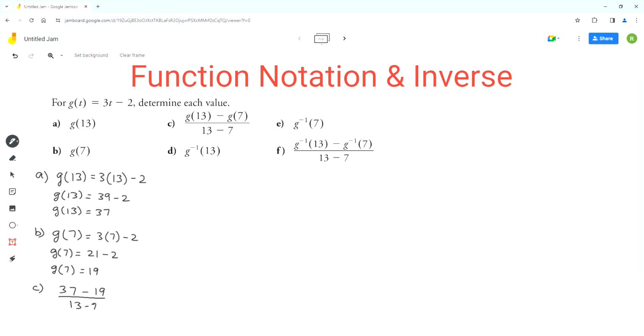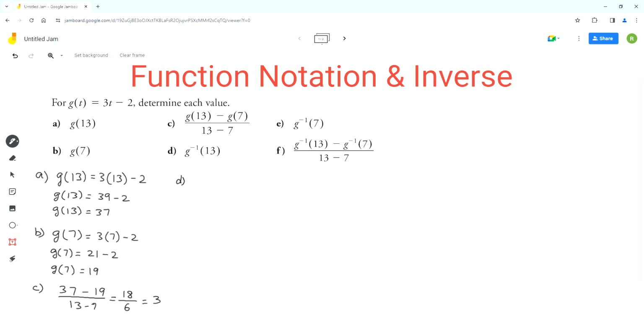Now we can subtract the numbers in the numerator and the denominator. In the numerator we do 37 minus 19, which is equal to 18, over, then we do 13 minus 7, which is equal to 6. Now we can reduce this fraction. The 6 goes into 18 3 times, so the final answer is 3.